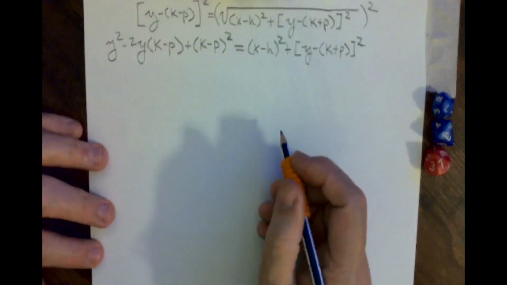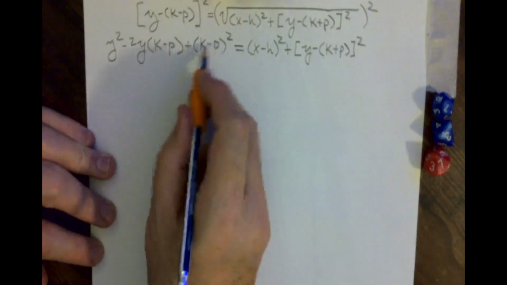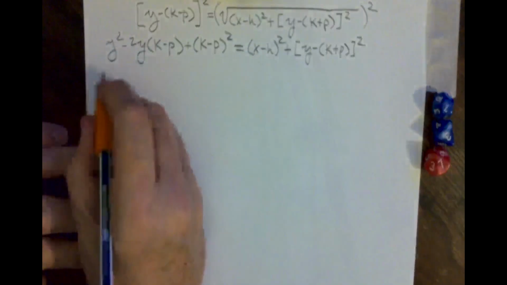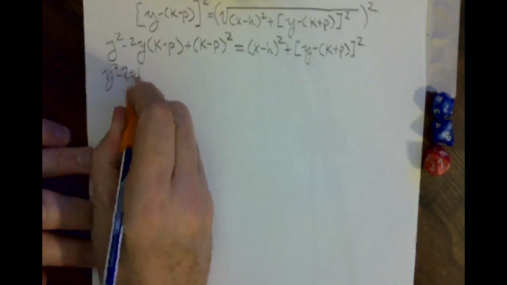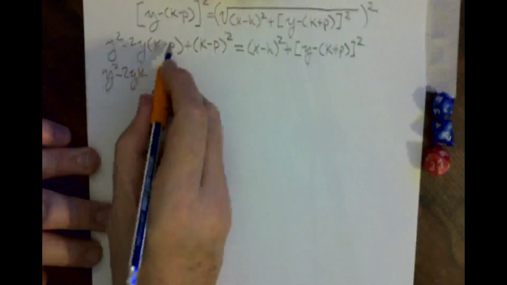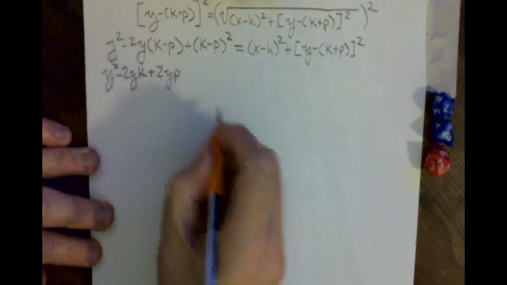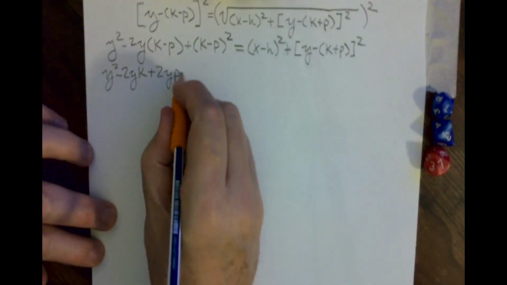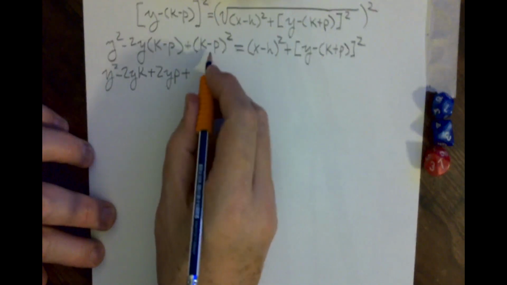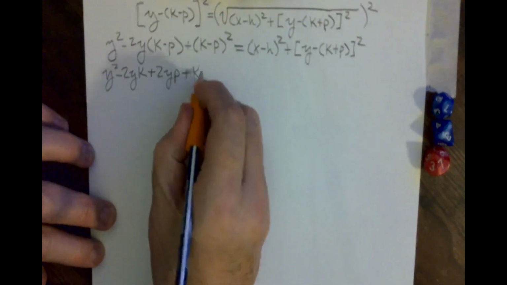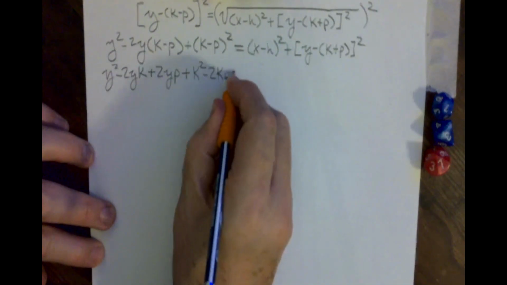Now, over here, I'll distribute this through here and take the parentheses off this by squaring. So this gives me y squared minus 2yk. Negative 2y times negative p is positive 2yp, plus this thing squared. So plus k squared minus 2kp plus p squared.